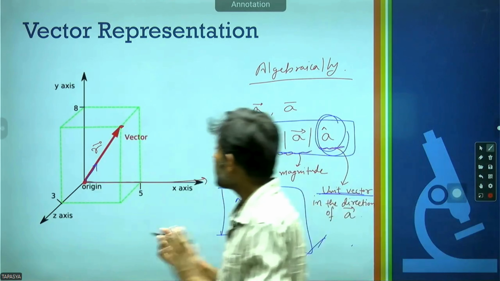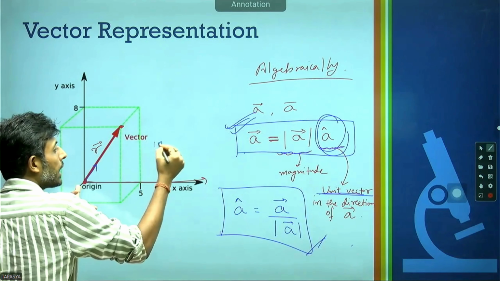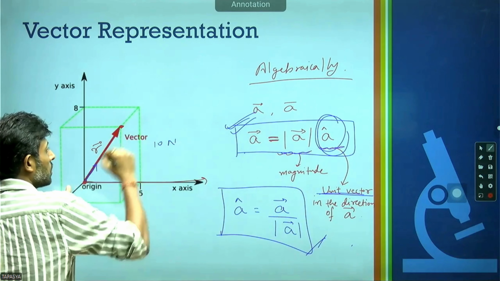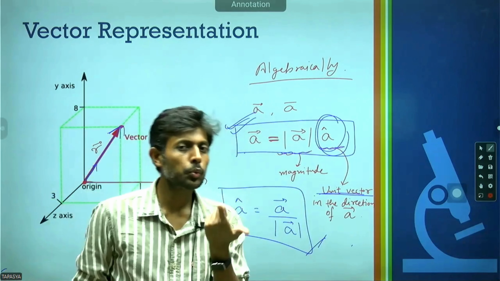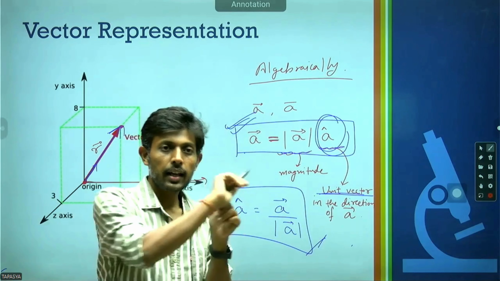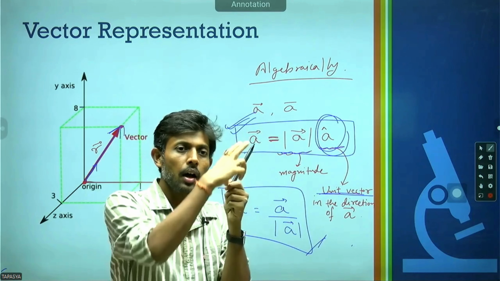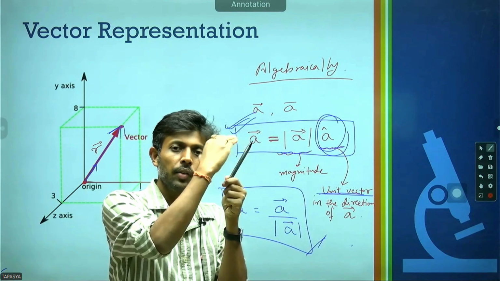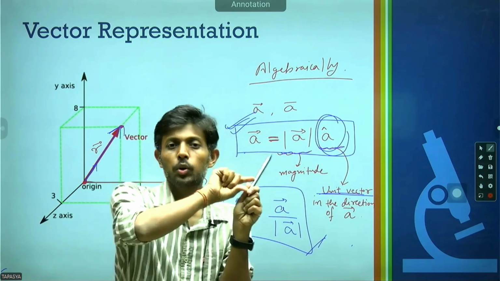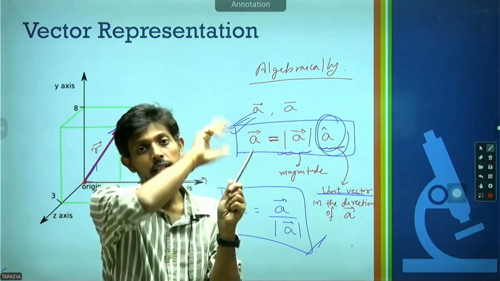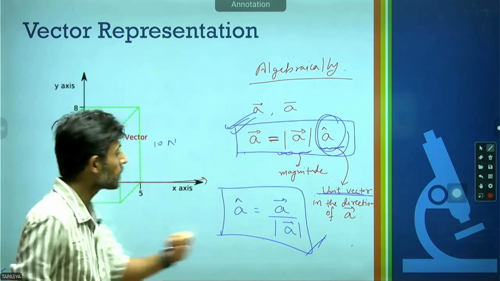Okay, let's consider that this is a 10 Newton force, the bigger one. If I want a 1 Newton force, what would I have to do? See, the direction is the same. I do not need to disturb the direction. If I just divide this into 10 small parts and just choose one small part, wouldn't that be a 1 Newton vector in the same direction? And that is what we are doing here.